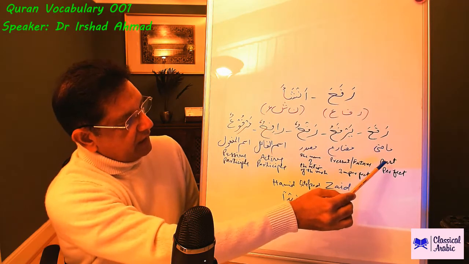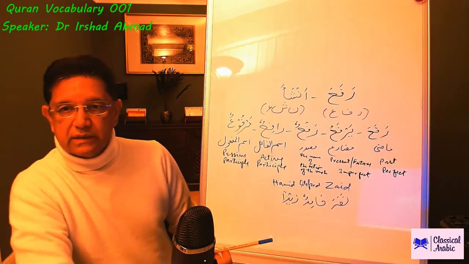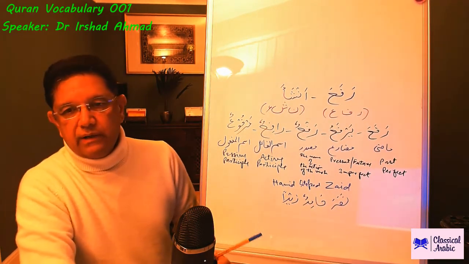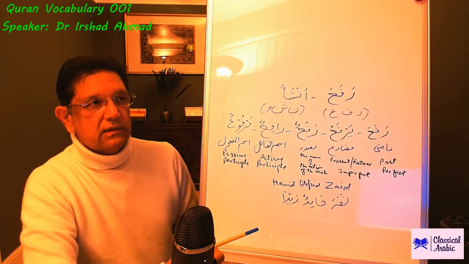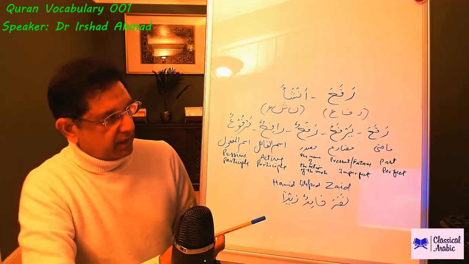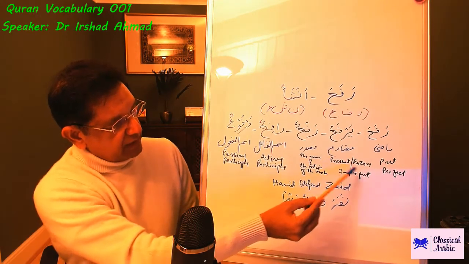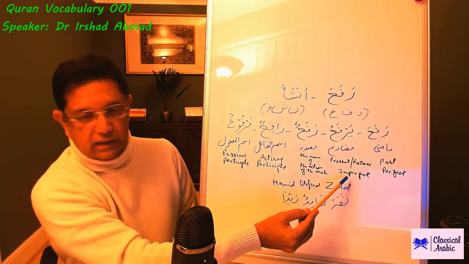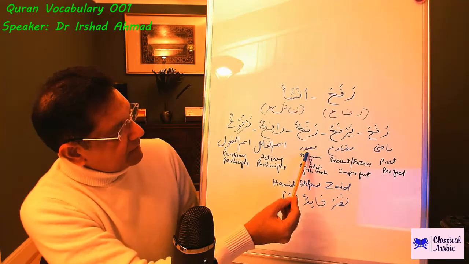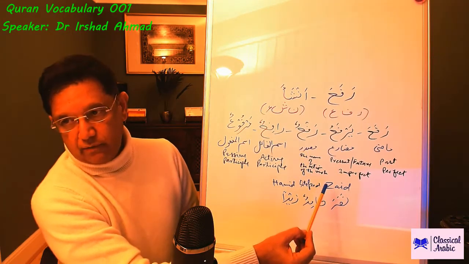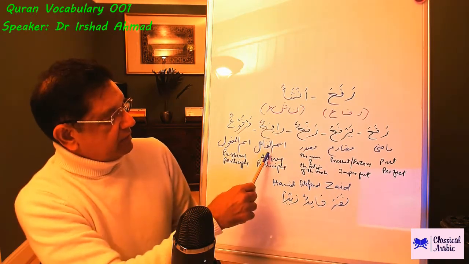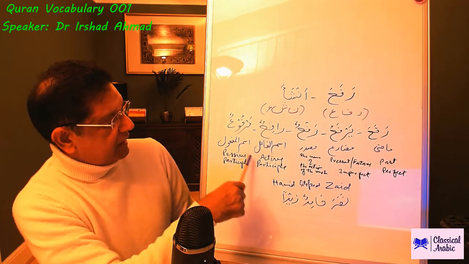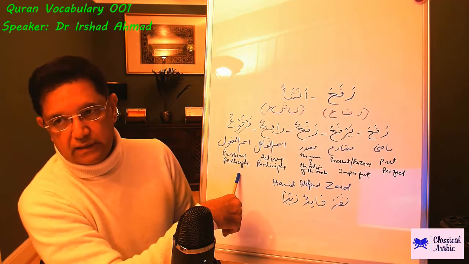Madi is past, which is also called perfect tense in English. Perfect not in the sense that it is flawless, but perfect in the sense that the action has been completed in the past. Mudari' covers both present and future. It's also called imperfect tense. Masdar is the name of the action of the verb. We have discussed that a little bit in the past. Ismul fa'il is the active participle and ismul maf'ul is the passive participle in English.